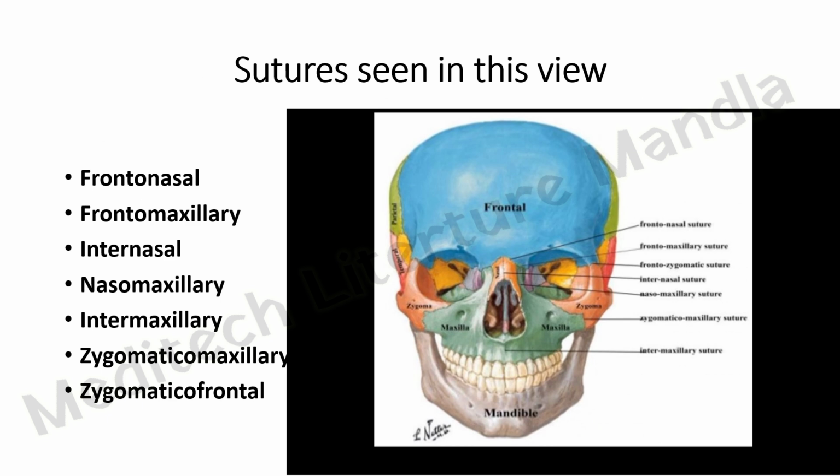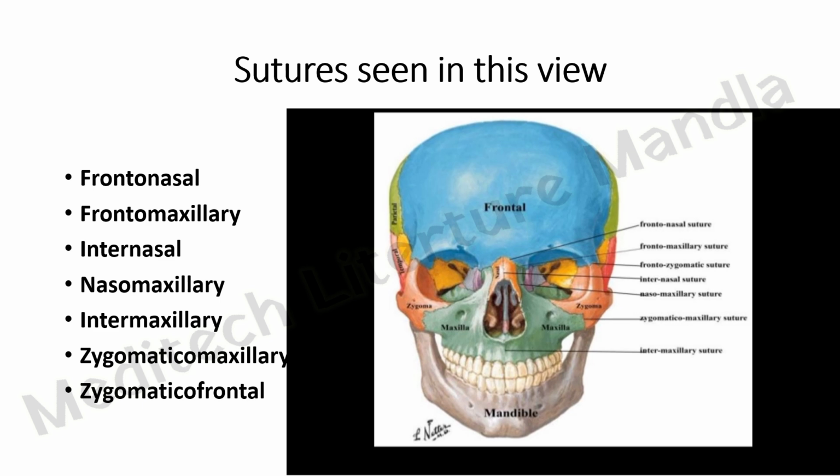Another image where you can clearly see the bones differently colored. So superior most is the frontal bone, that is blue colored. Below that is the orange colored bone, which is nasal bone. Below that is the maxilla, and lowest one is the mandible. Lateral to maxilla you can see zygomatic bones.